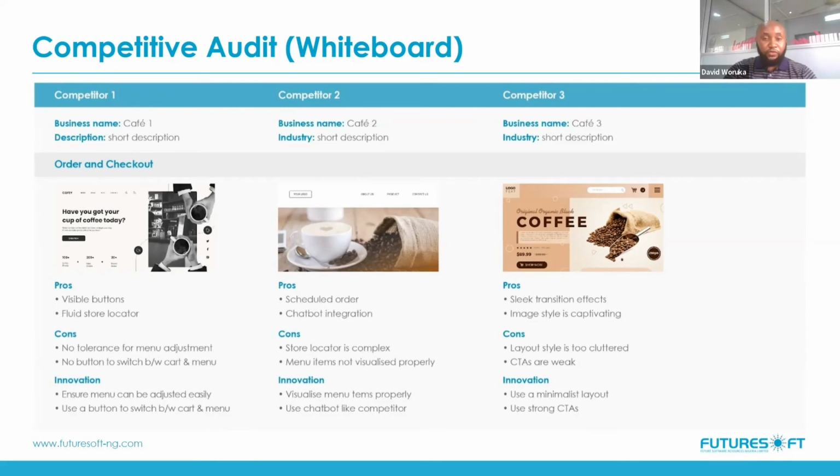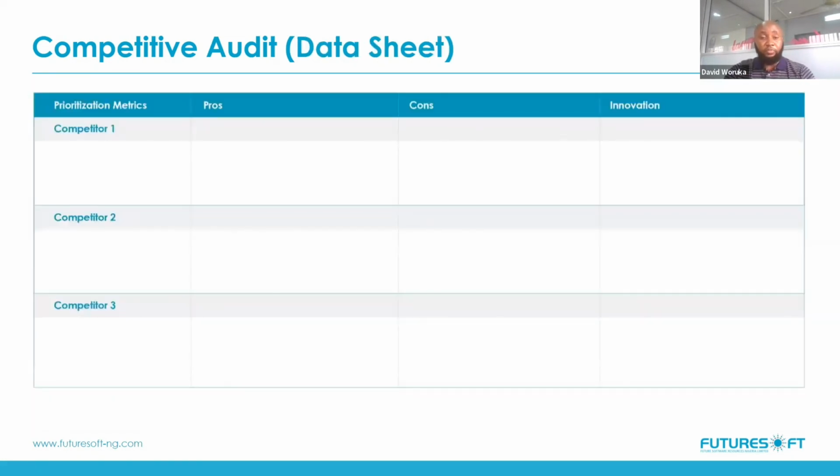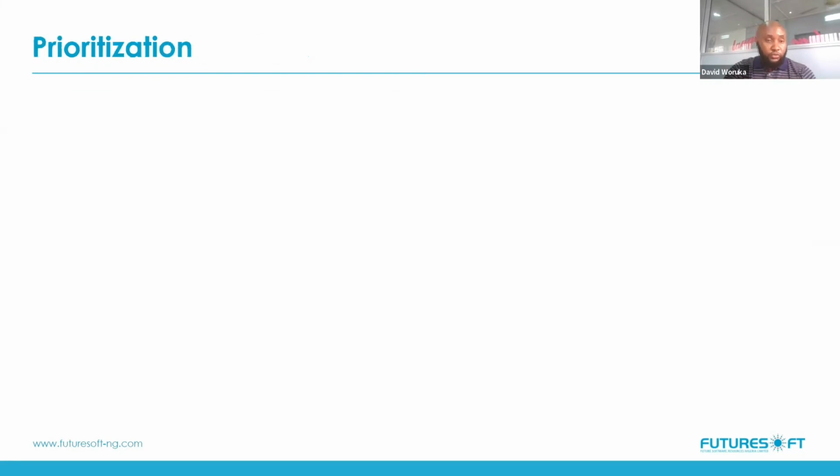Then after you've done that, you can then analyze it into a proper document. So where you see your different competitors, you're seeing the pros, the cons, and your room for innovations. Ideas you can take from their pros, you take, and the ideas for your innovations, you take them. For your cons, of course, you know what not to do.